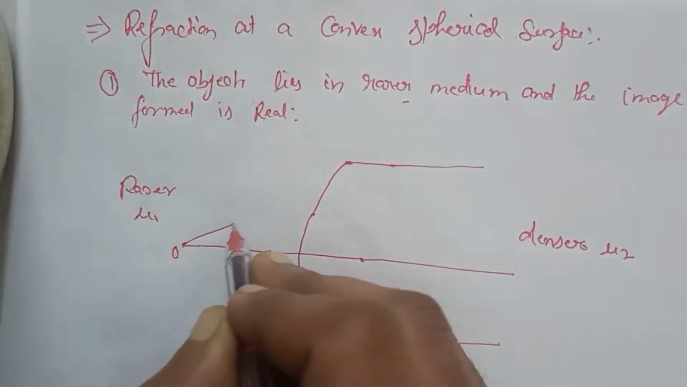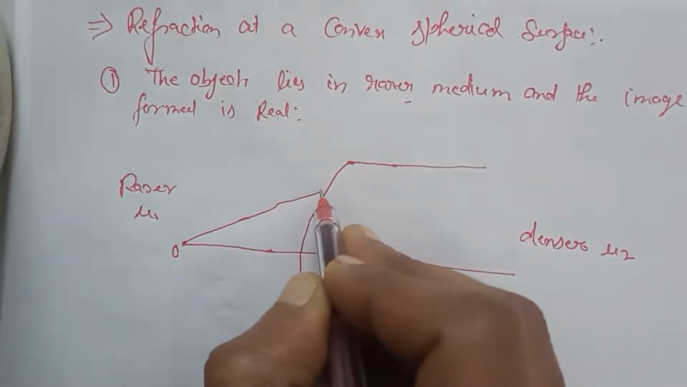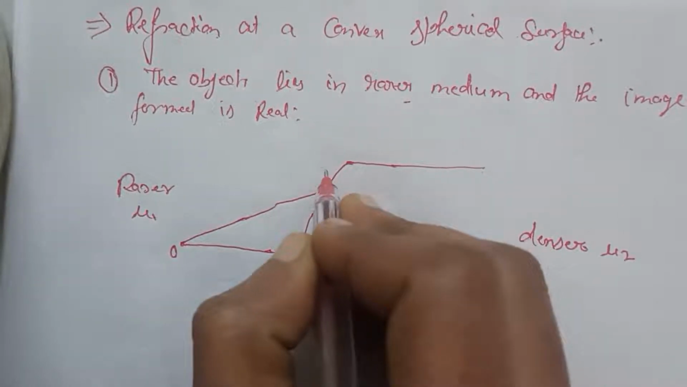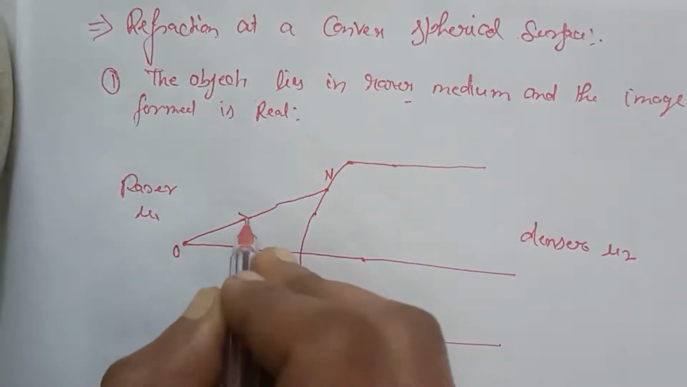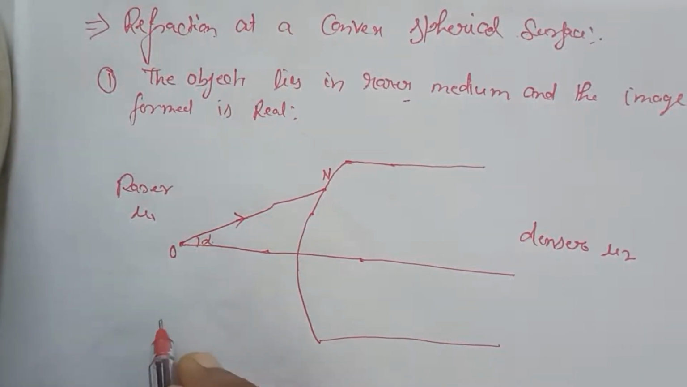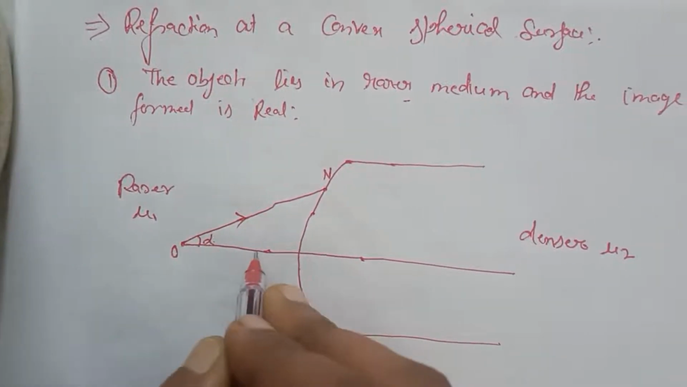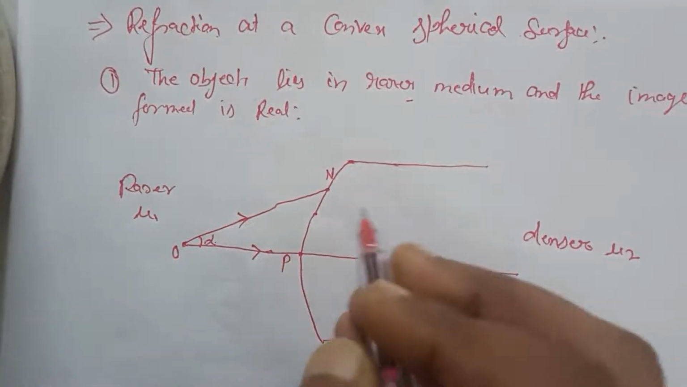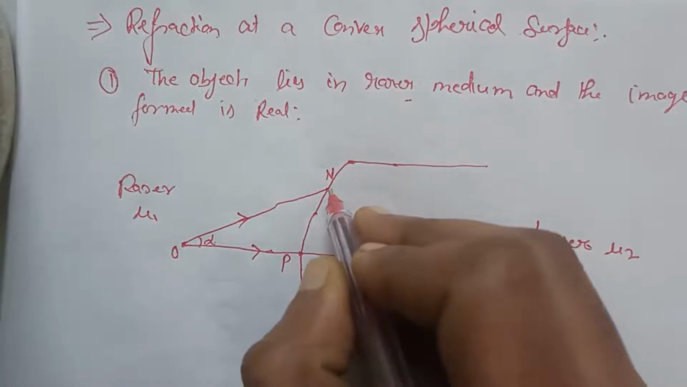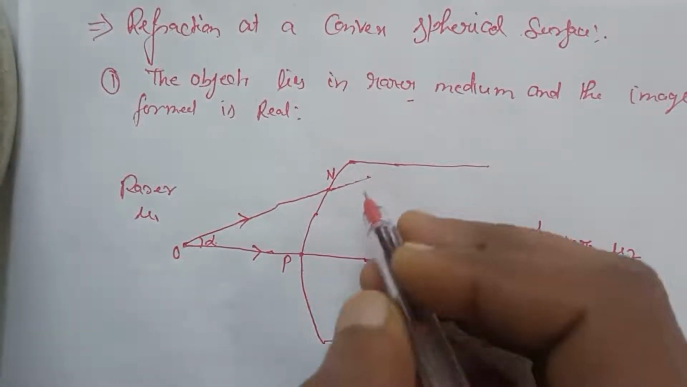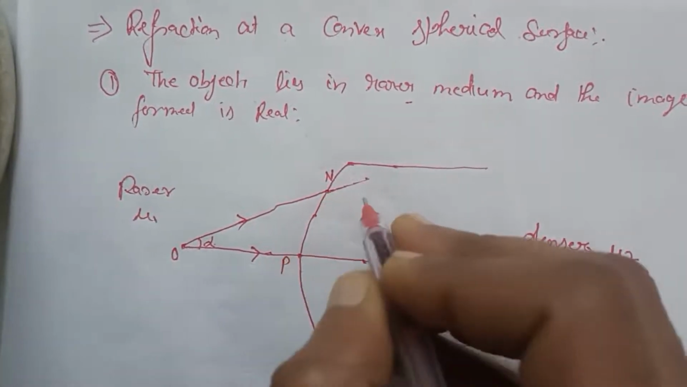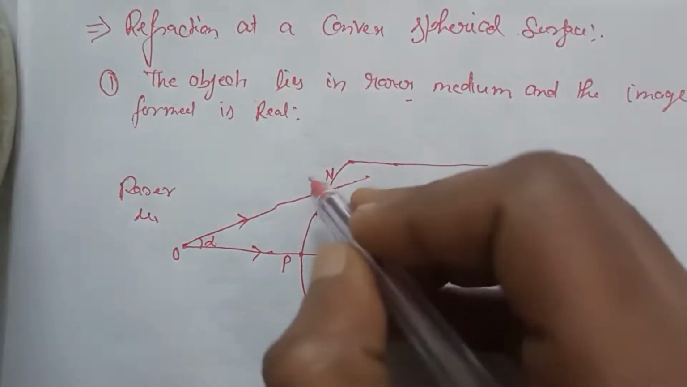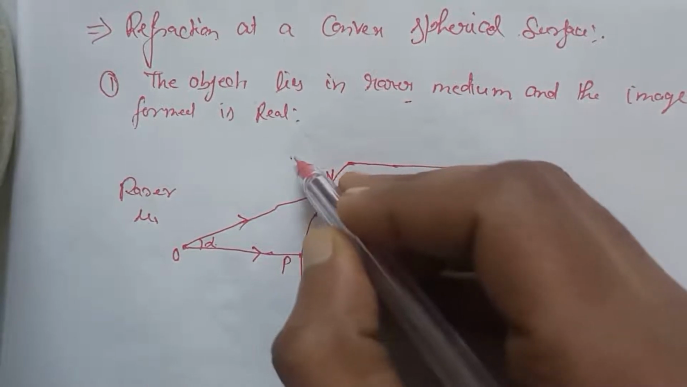One ray goes toward the spherical surface and is incident at point N, and this angle is created by the object distance. The angle is known as alpha. This point is P. After passing through this point, the ray is refracted towards the normal. Draw the normal to this ray.